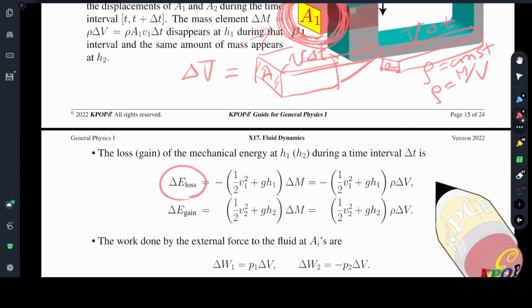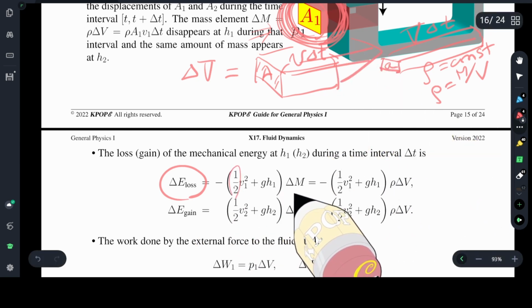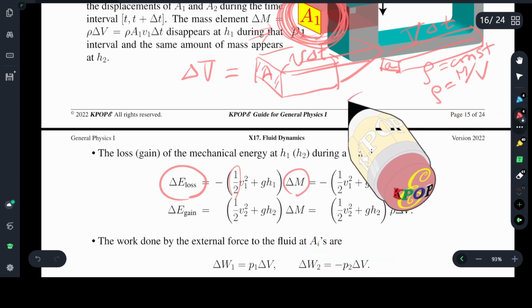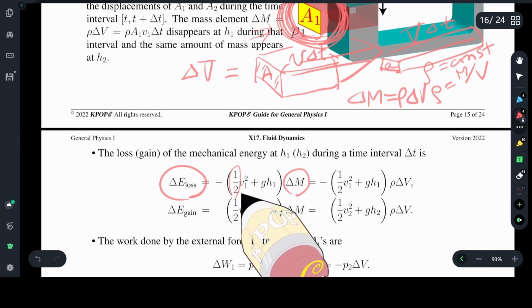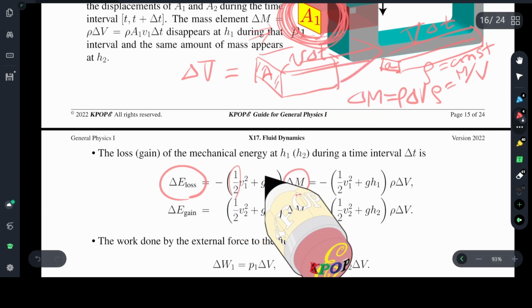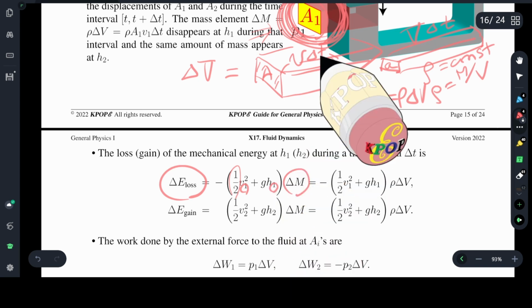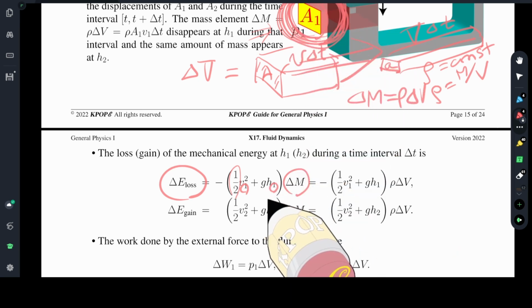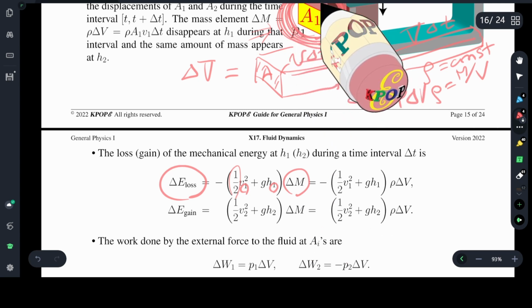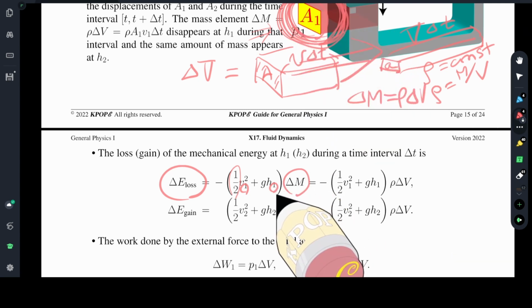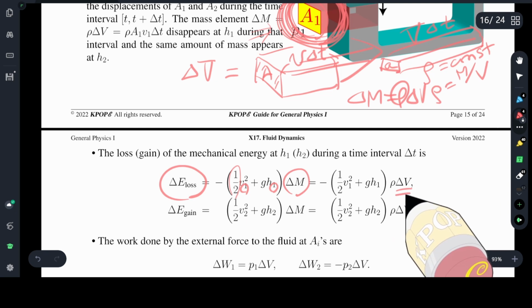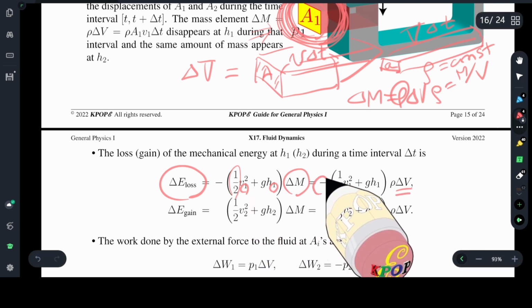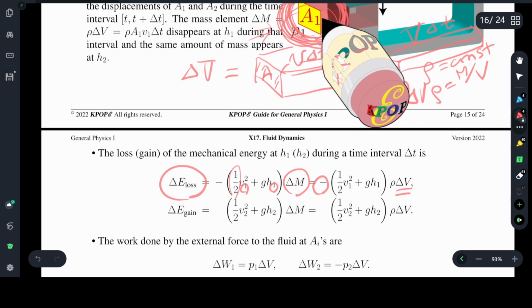Kinetic energy is 1/2 mv squared, 1/2 delta m v squared. Delta m equals rho delta V, right? At position 1, I have subscript 1 to indicate the left-hand side. And mgh, the gravitational potential energy. So I have rescaled it with this density rho and volume. So the same, and we have a negative sign because we have lost this amount.